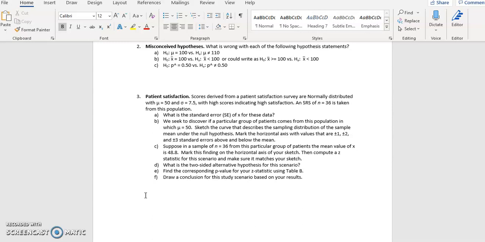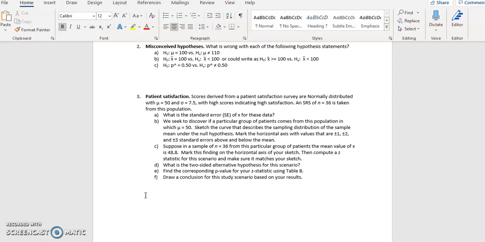Patient satisfaction. Scores derived from a patient satisfaction survey are normally distributed with mu equal to 50 and sigma equal to 7.5, with high scores indicating high satisfaction. An SRS, or simple random sample, of n equals 36 is taken from this population. What is the standard error of x for these data? Most people are able to calculate the standard error. B and C often trips people up.